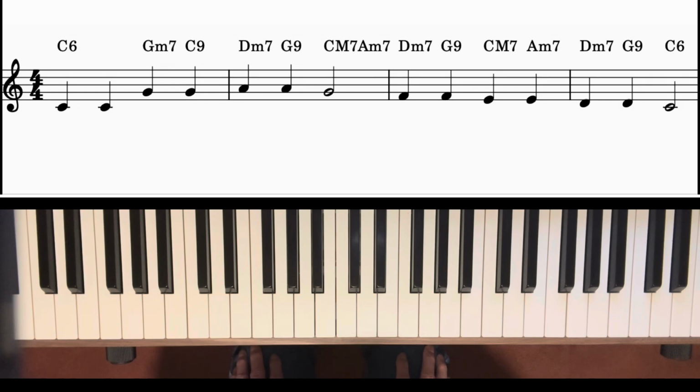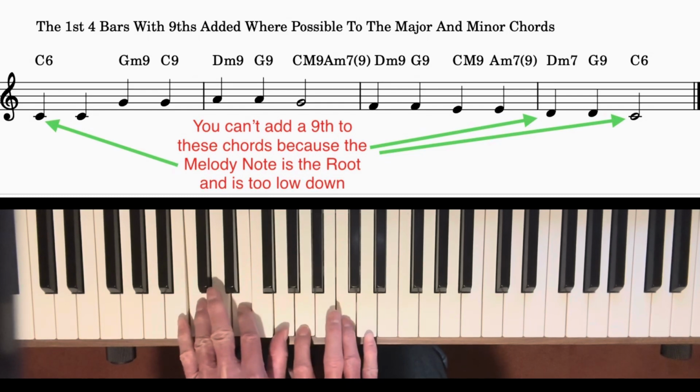So let's have another look at the first 4 bars of Twinkle and see where we can put ninths in on the major and minor chords. If you remember in lesson 1, we already put them in on the dominant chords. So it begins with C6. But the melody note is C.